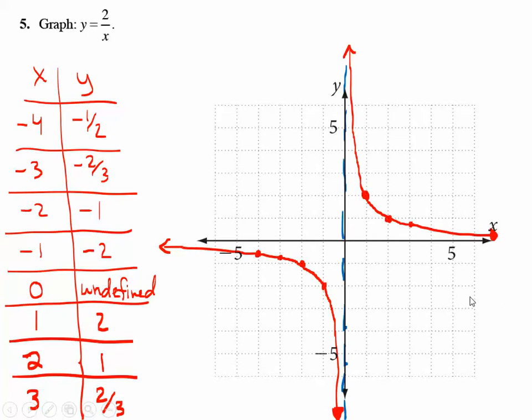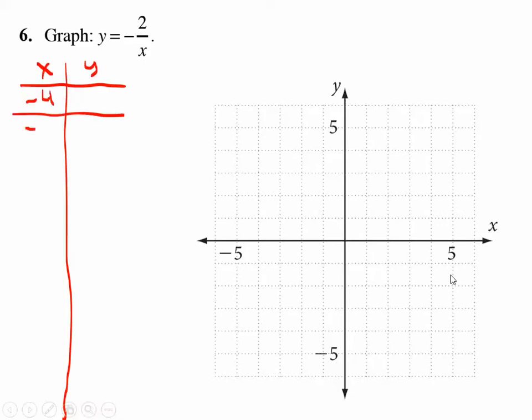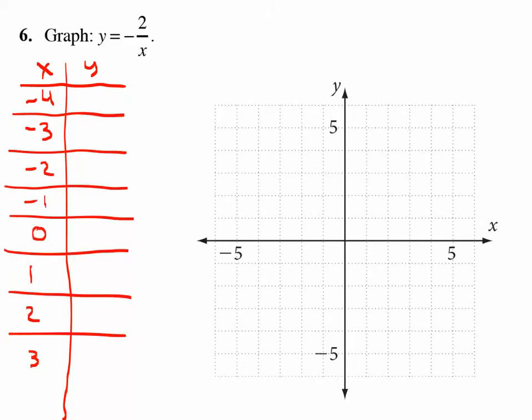Okay, we good there? One more, very similar to this here. Number 6, all it is, I switched it to a negative. So it's -2/x. So how does that play into it? Plug in -4, -3, -2, -1, 0, 1, 2, 3, and 4. So I'll let you guys try it yourself, just like when we graph with the quadrant.